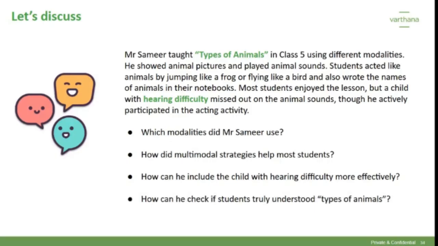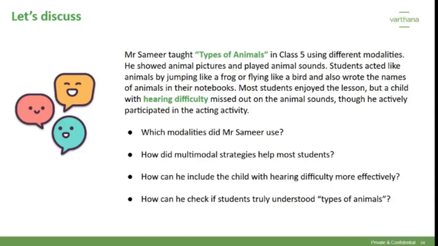And how can he check if students truly understood types of animals, and assess whether the multimodal lesson teaching was effective or not? How can he check? So you can think over these four responses.